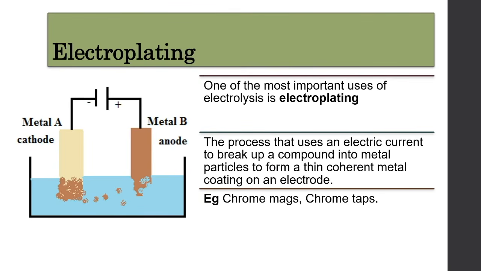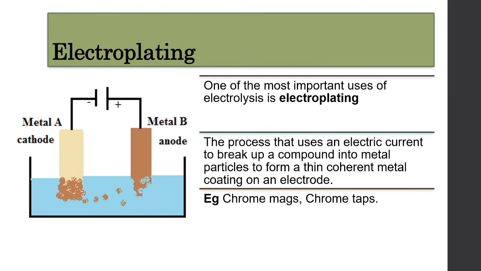So, electrolysis can be used to electroplate metals. In the previous experiment of copper chloride, carbon electrodes were coated in an even layer of pure copper. We say that the carbon electrode was electroplated with copper. One of the most important uses of electrolysis is electroplating. Electroplating is a process where an electric current is used to break up a compound into metal particles to form a thin coherent metal coating on an electrode.